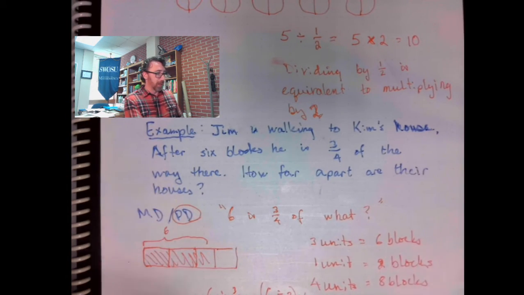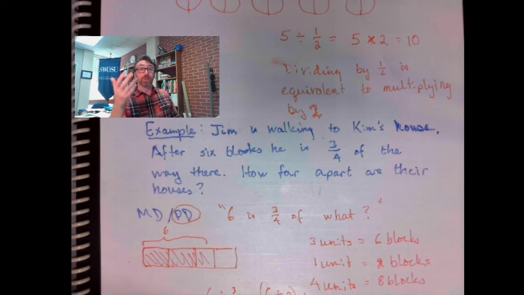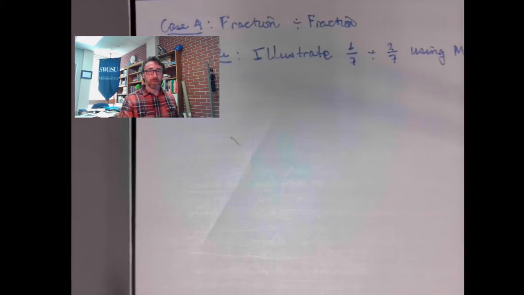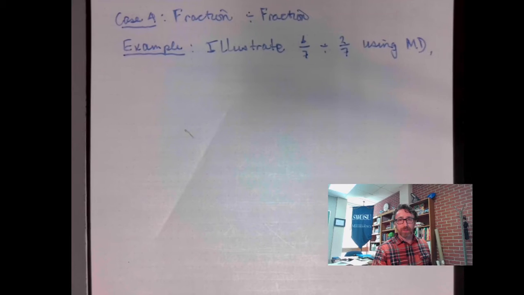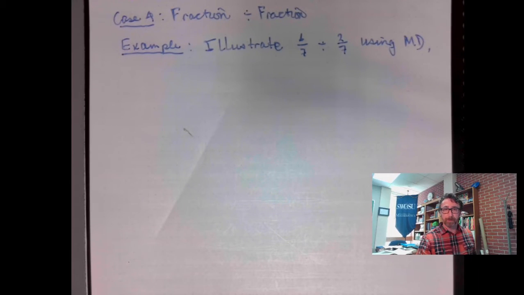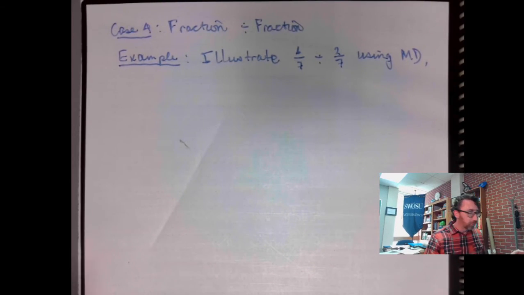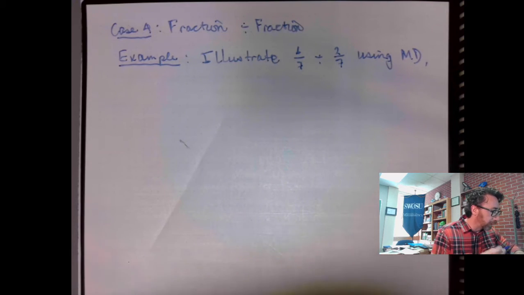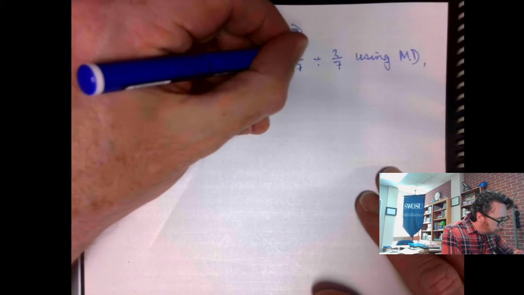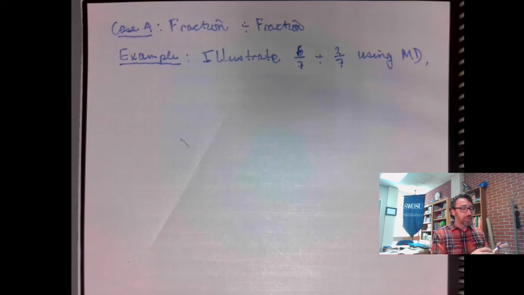As you're introducing this to your students in the primary curriculum, you're working on getting this started with models and examples. But of course, we do want to eventually go to just the abstract case where the students are working with numbers. So let's try this. Let's illustrate 6/7 divided by 2/7 using measurement division.